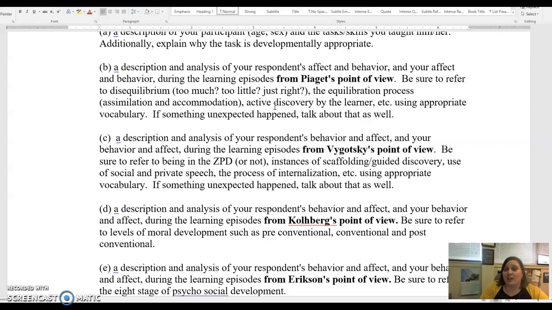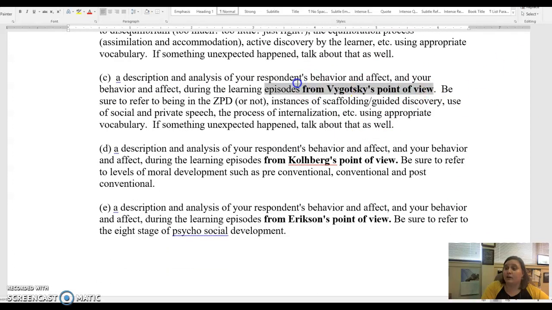So we talk about Piaget in our cognitive development chapters, and remember he has that stage theory. So you're going to look at what stage your student is in, and then you're going to talk about the learning situation from that theoretical perspective. And then you're going to do the same thing from Vygotsky's point of view. We also talk about Vygotsky in our cognitive development chapters. Remember, he's the guy who was all about scaffolding and teaching students within their zone of proximal development. So be sure to refer to ZPD and instances of scaffolding.